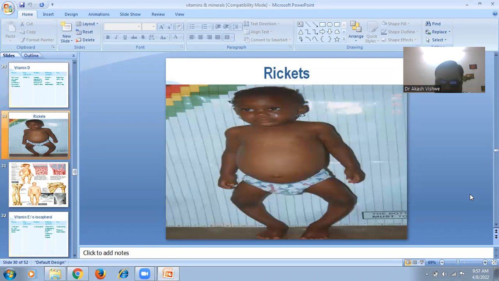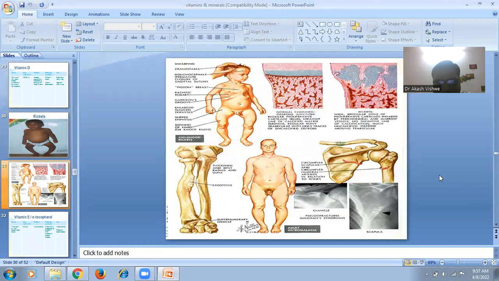So here we have a diagram of a child suffering from rickets. The legs became bow-shaped, and the child is not able to sit properly. Here we have the proper diagram of childhood rickets. There is a deficiency of calcium and phosphate in the bones, especially in the femur, so they cannot become properly normal. They become bow-shaped.